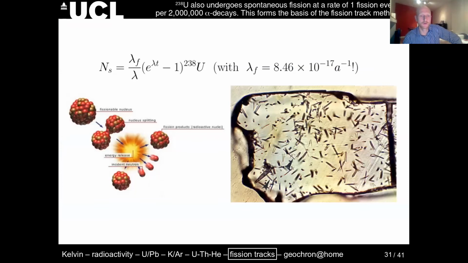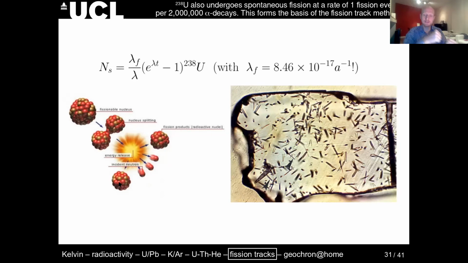And then the final chronometer that I want to discuss, there are many more, but I'm just going to discuss 4, is the fission track method, which is based on this rare occasion in which a uranium-238 atom decays not to lead and helium, but by spontaneous disintegration into 2 particles of roughly equal size, krypton or barium, say, that release a lot of energy, move in opposite directions, and damage the crystal lattice in which they are hosted.